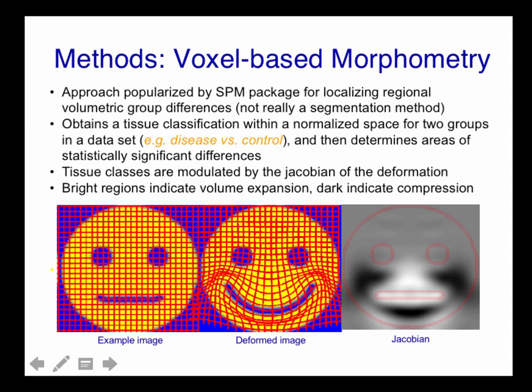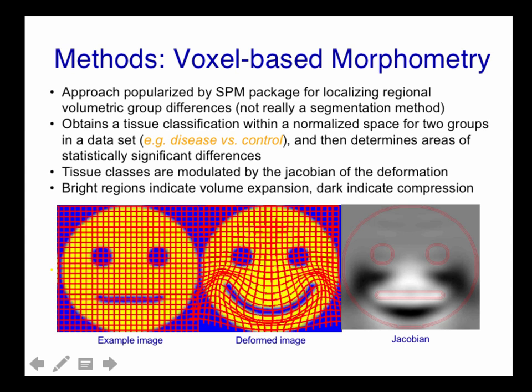If you look at this grid being deformed, you can see that some voxels or some pixels are being compressed and some are being expanded. The idea is to look at that, and you can compute the amount of compression or expansion with a quantity called a Jacobian, where it's bright where there's volume expansion and dark where there's compression.